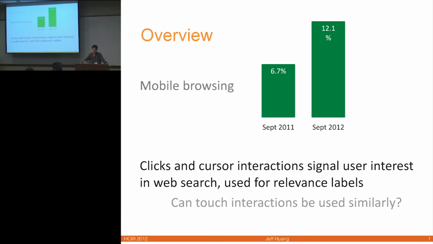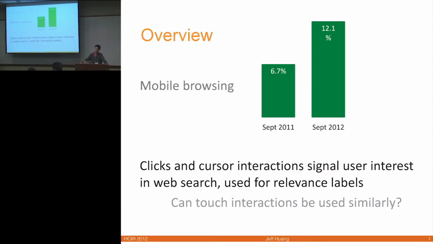There are a lot of applications in using people's interactions as a signal for their interest in web search, or for relevance labels in information retrieval. For example, in a lot of click models, where you take into account which search results people clicked on, search engines will take that data and use it to label search results as relevant or not for users.